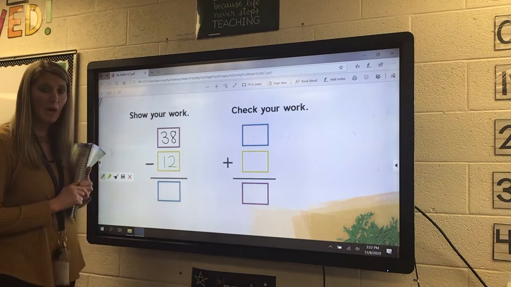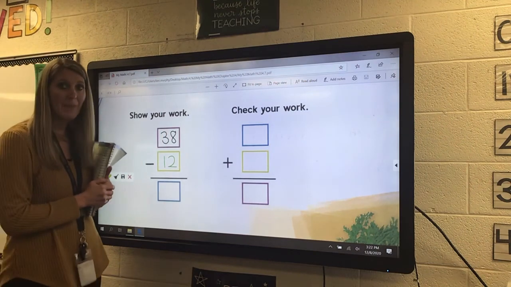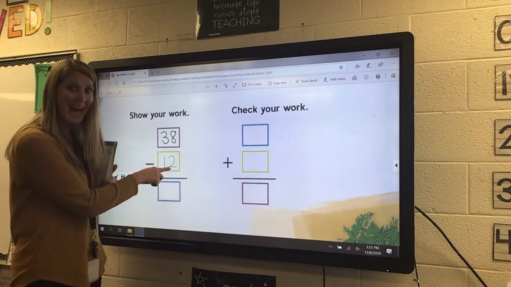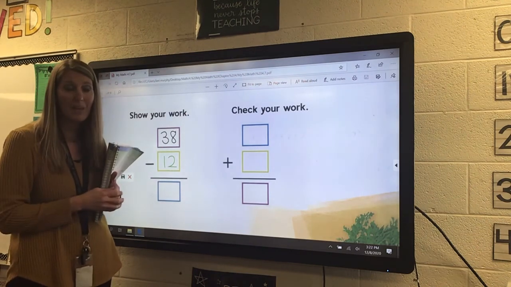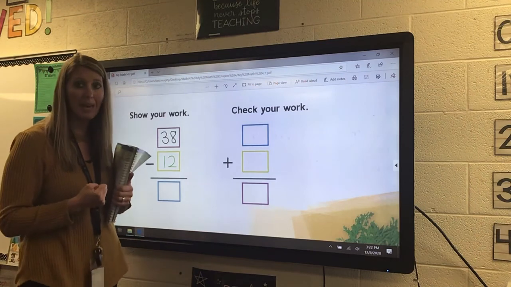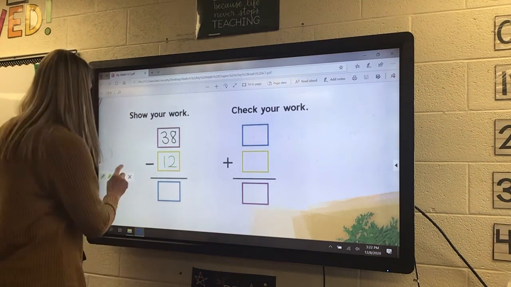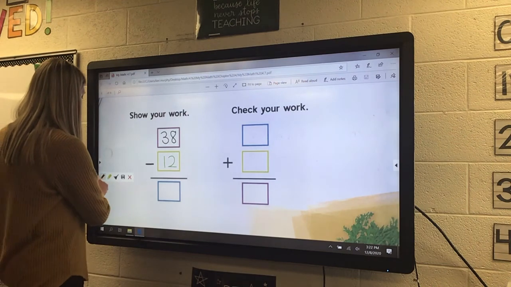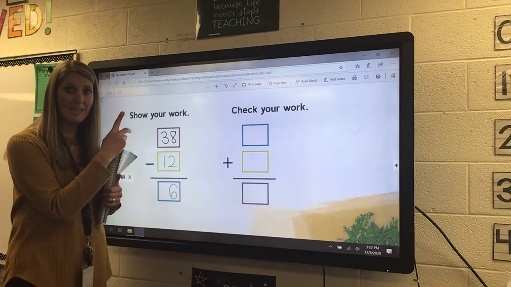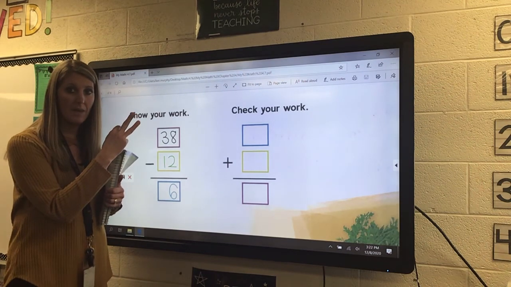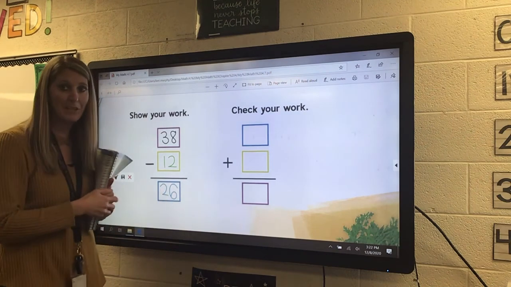All right, so now we need to subtract. I have 8 and I want to take 2 away. I can do that. 2 is not bigger than 8, so I don't need to borrow. If I have 8 and I take 2 away, I'll count back by 2 from 8. 8, 7, 6. So I should get 6 in the ones column. And if I have 3 tens and I take 1 away, I should have 2 left. So 26 vegetables in the garden.